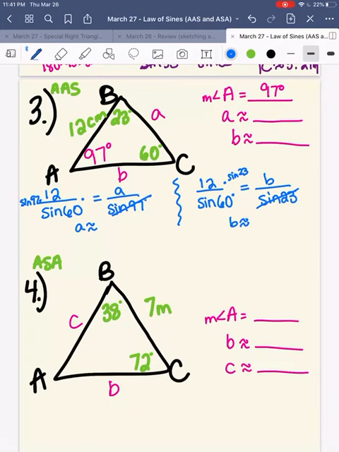12 divided by sine 60, you should get 13.856, and then we're going to times it by sine of 97. So we should get 13.75 centimeters. And then we're going to do the same thing over here on the other one. 12 divided by sine 60, and then times by sine 23.